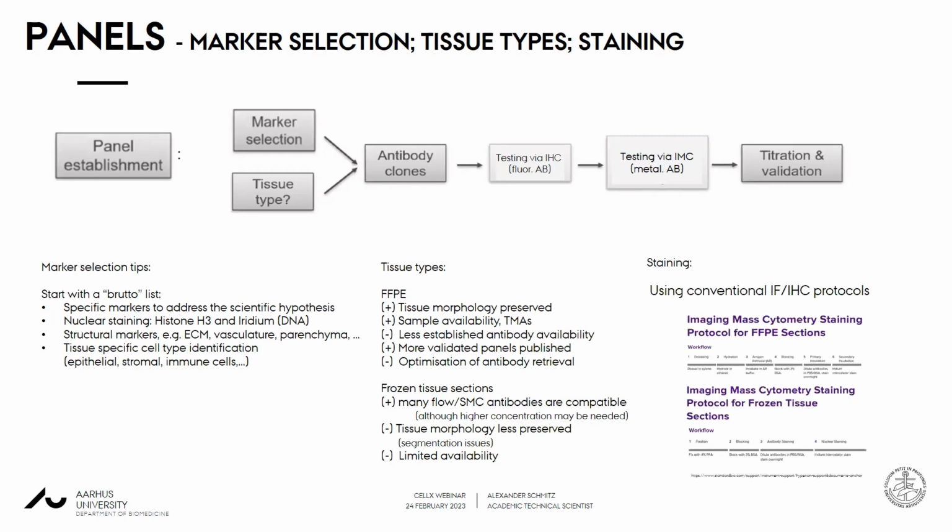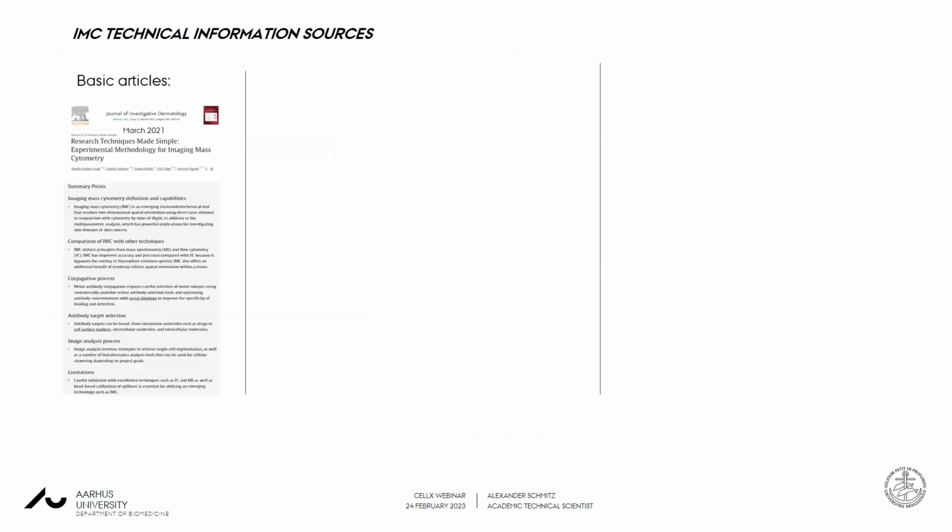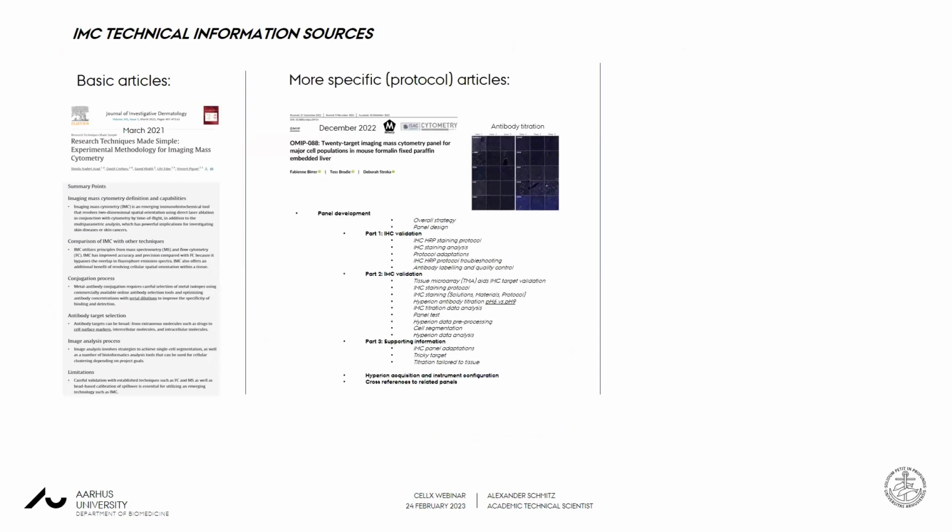And for the staining itself, it's using conventional immunofluorescence and immunohistochemical protocols, but there are also some protocols provided that are a little bit more imaging mass specific. So this looks relatively straightforward. And if you want to read more about this, there is of course a lot of literature out there in the field. Some, for example, basic articles, but you can also get more specific protocol articles. The one I show here is a very recent one.